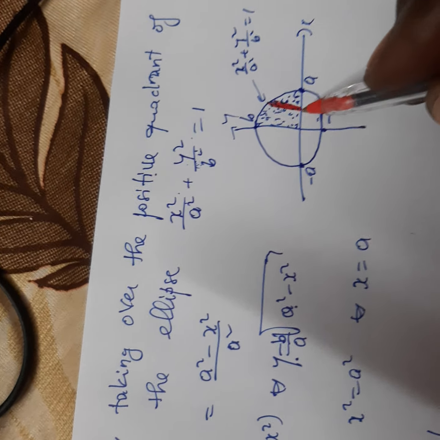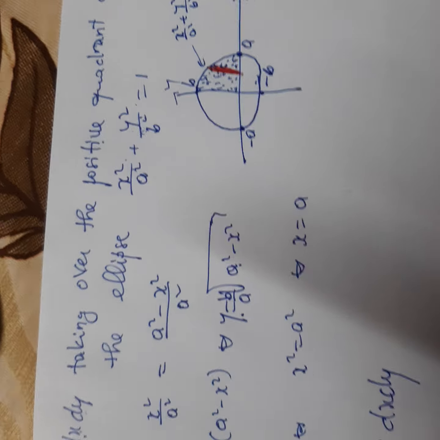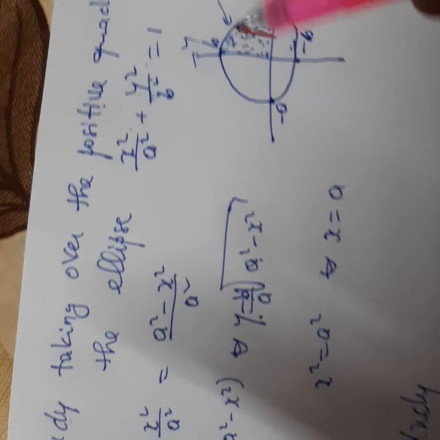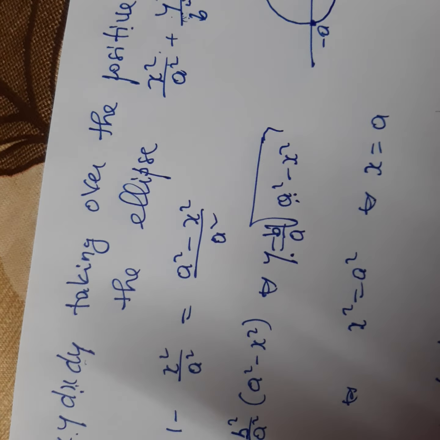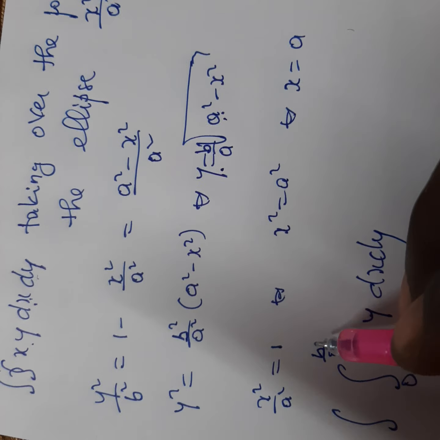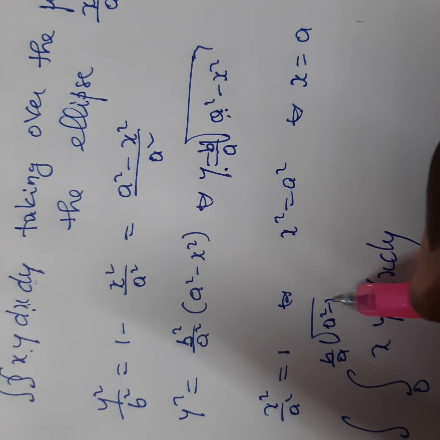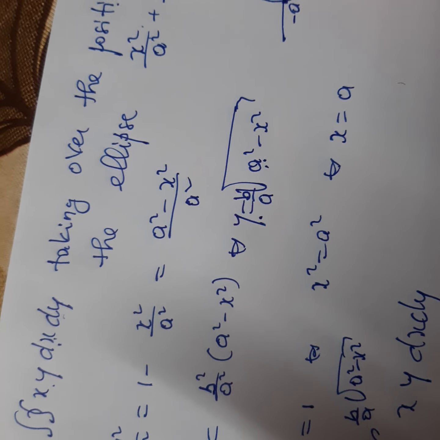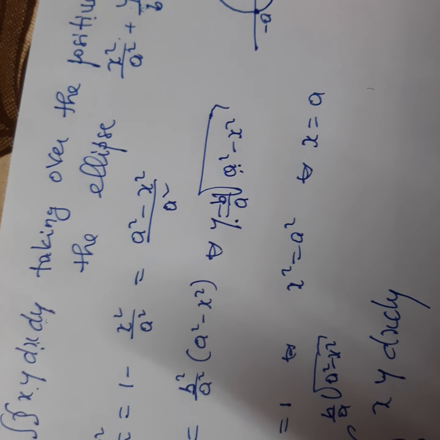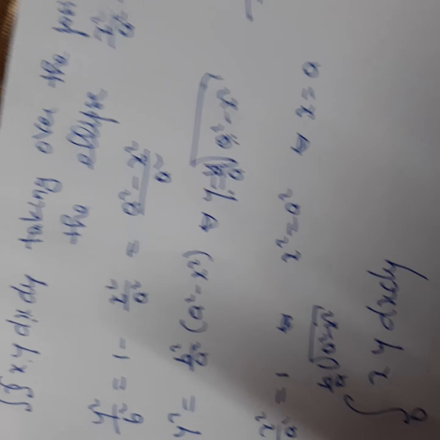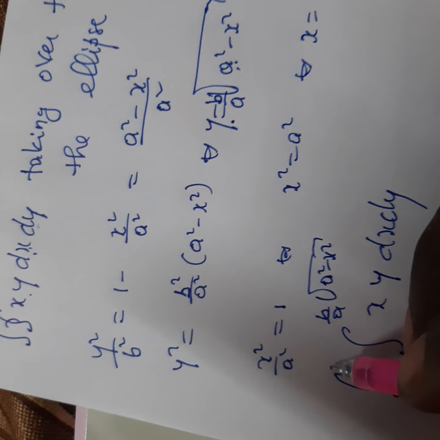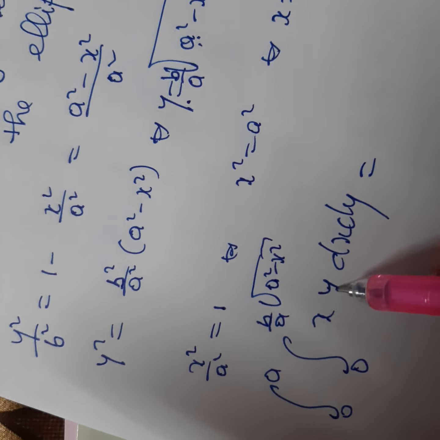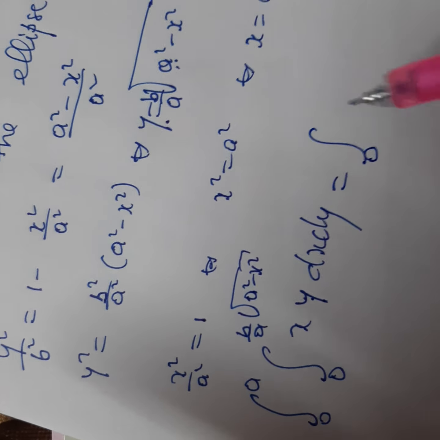Lower limit here is equal to what? 0. Upper limit is the function, which is this one. That means b by a root of a square minus x square. So what are the limits of x? The x value from here to here, which is 0 to a. Okay, therefore I can do my integration with respect to y first. That means 0 to a.